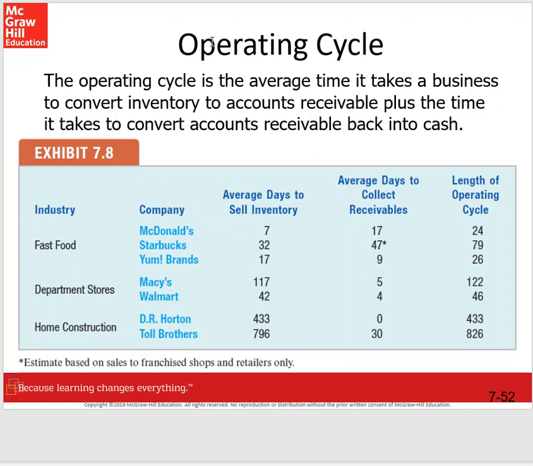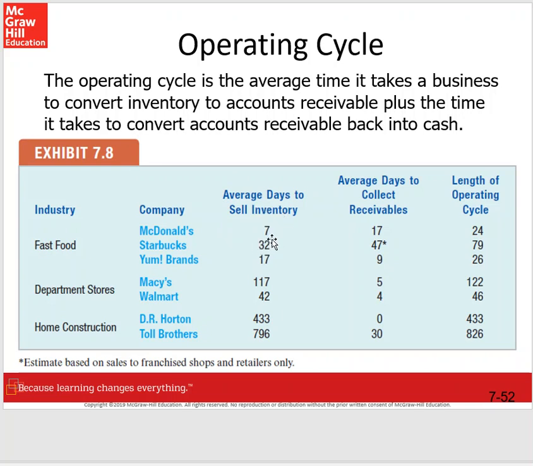Also, in terms of an operating cycle, the operating cycle is the average time it takes a business to convert inventory to accounts receivable and then convert accounts receivable back into cash, so then we can start all over again. And we compute an operating cycle simply by adding together our average days to sell inventory with the average days to collect our receivables. So, for example, remember at McDonald's, it took 7 days to sell that cheeseburger.